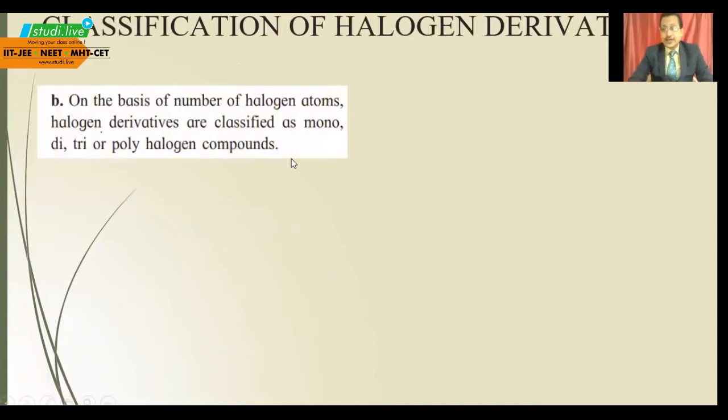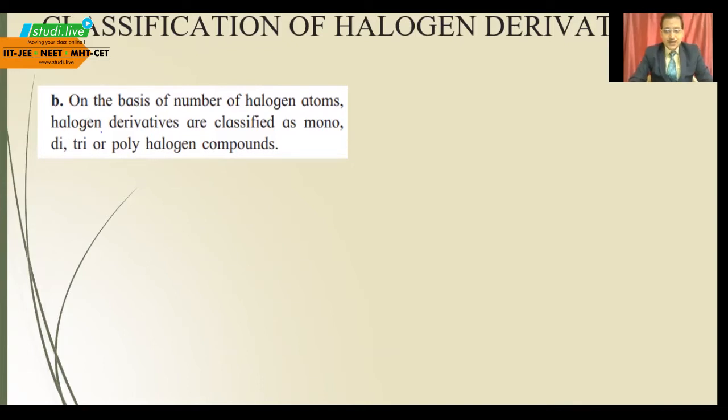We are continuing. Yes, the second one, on the basis of the number of halogen atoms. How many halogen atoms are present? So on the basis of the number of halogen atoms, how will you classify the derivatives? They are classified as mono, di, tri or polyhalogen derivatives. So they are classified as monohalogen derivatives, dihalogen derivatives, trihalogen derivatives and polyhalogen derivatives.